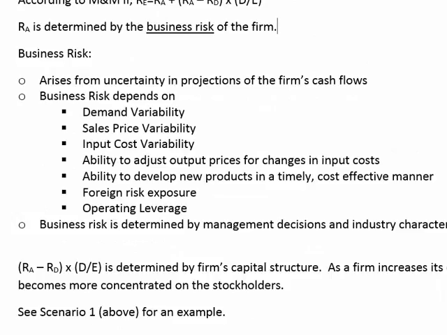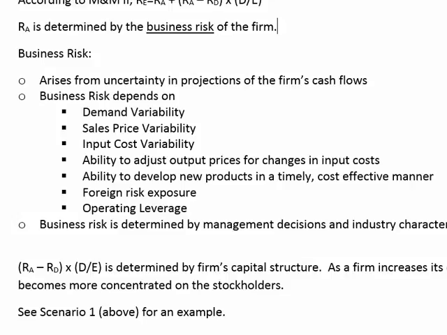The required rate of return on the firm's assets is determined by the business risk of the firm. And there are a lot of sources of business risk. It's the uncertainty in the projection of the firm's cash flows. And it depends on demand variability. So how much does demand change from year to year for the company? Sales price variability. Does the price that they can sell things at vary a lot from year to year? Input cost variability. So how much do their input costs change over time?